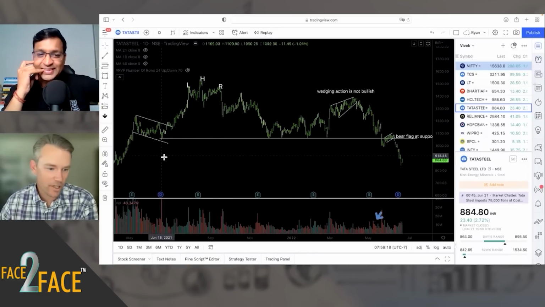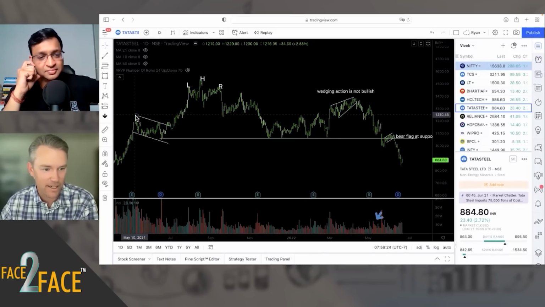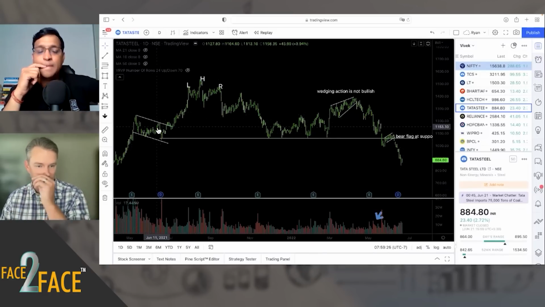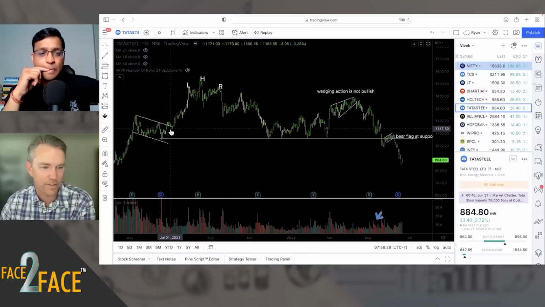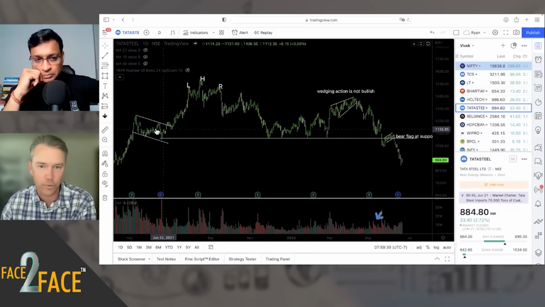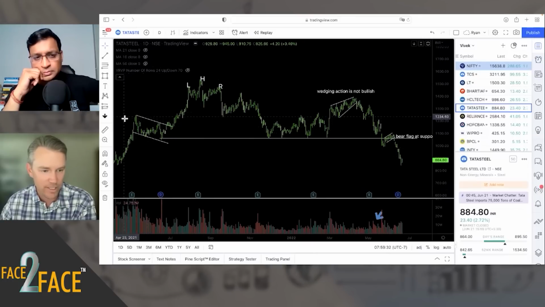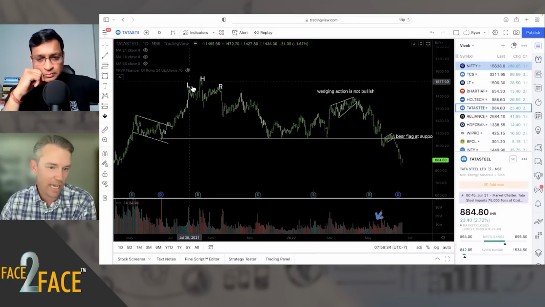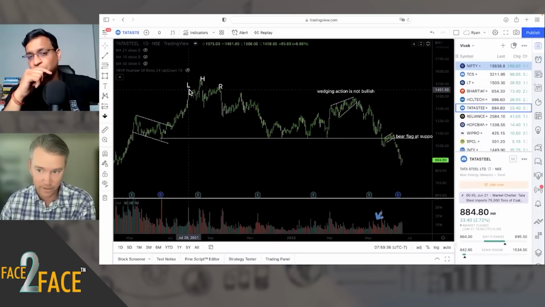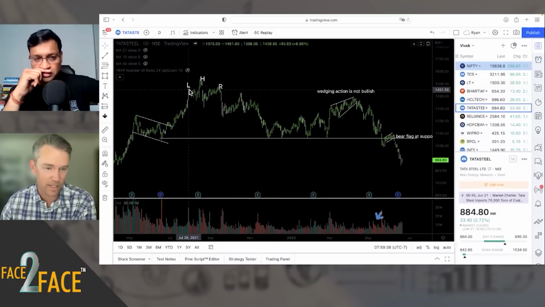If we start on the progression, back in May 2020, we had this nice advance, and then we put in this bullish channel here, I would call it. Not so much a flag, but more like a bullish channel. Again, you want these bullish ups to be descending. It broke out and made a nice move into the summer of last year.